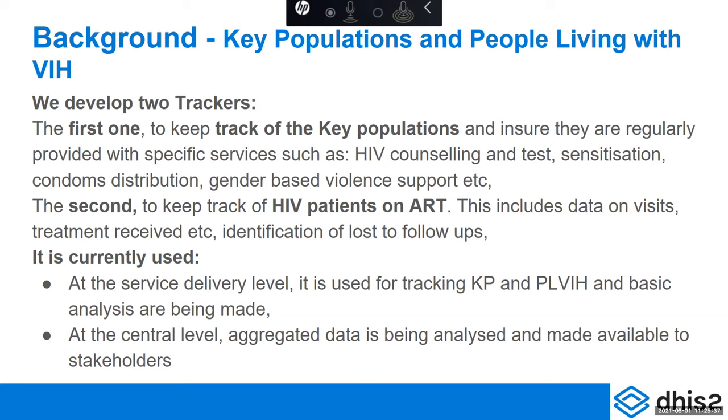This tracker is used at the service delivery level to keep track of the key population and the people living with HIV, and also to do some basic analysis, because they need to know the number of people that are lost to follow-up so that they can identify them and track them. At the central level, they use the aggregate data for analysis, and they also send it to donors.